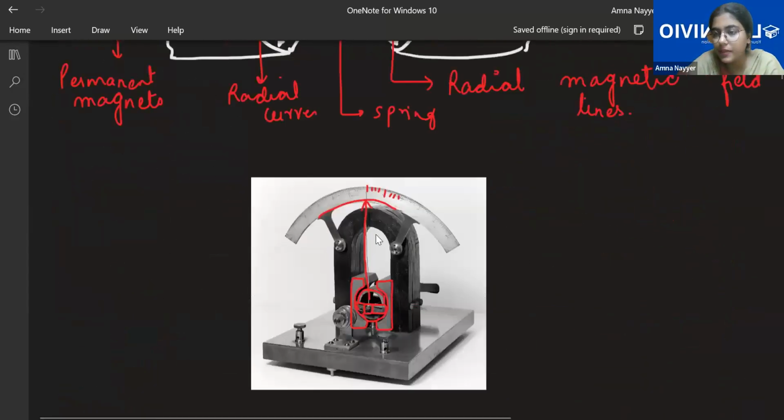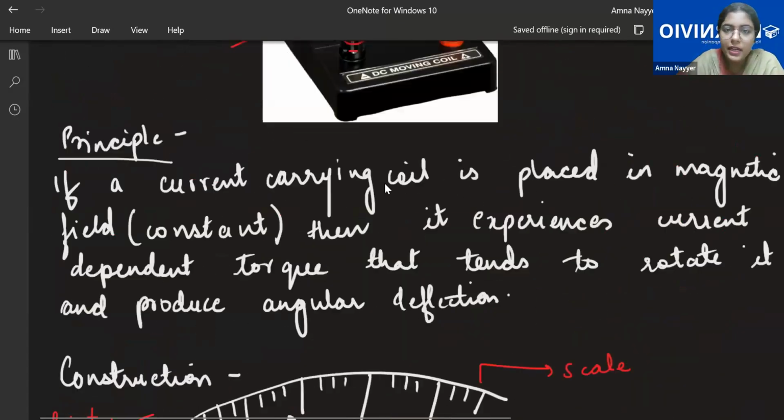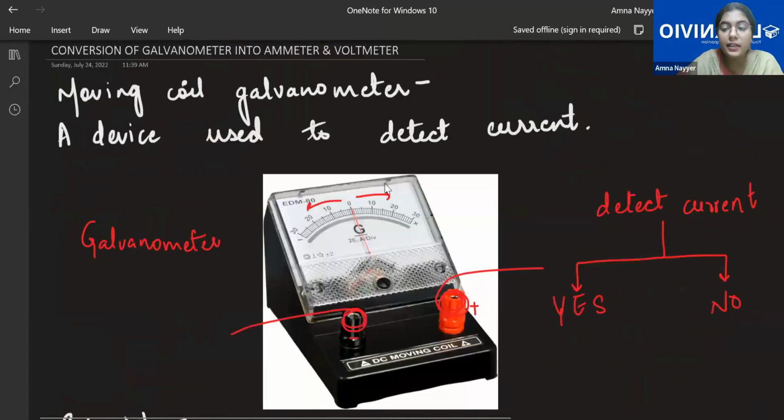This is it. Tell me, class, is this topic clear to all? Galvanometer at least? Any doubts in this? Anything you want to ask about the galvanometer? Clear?